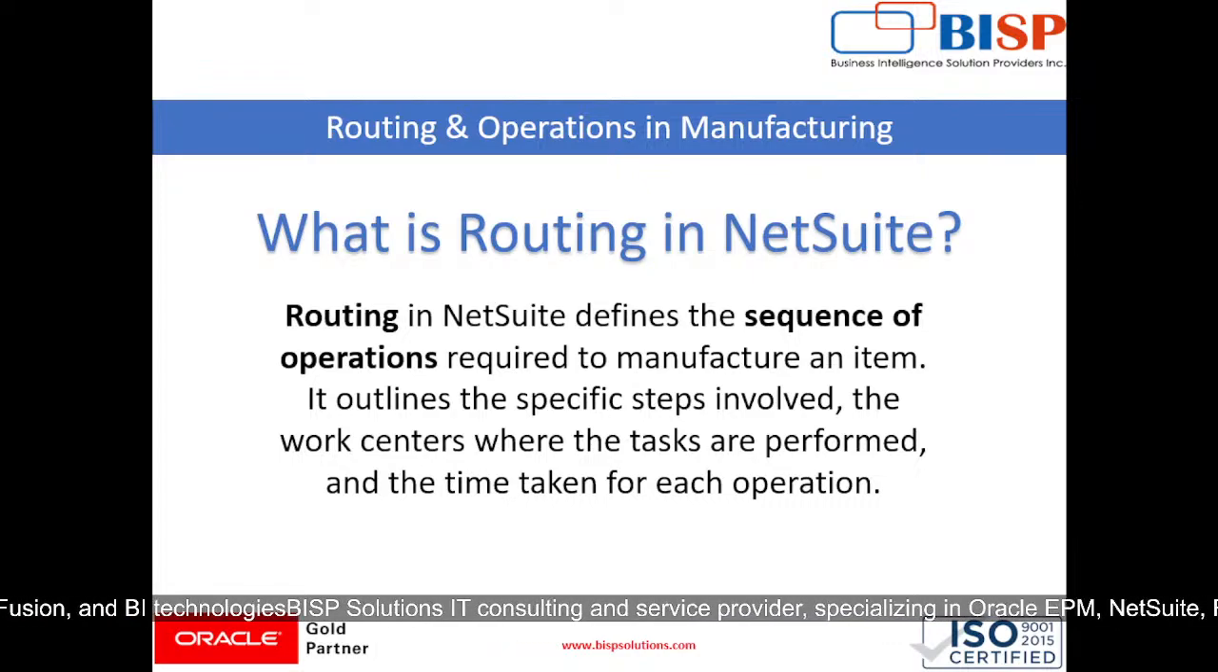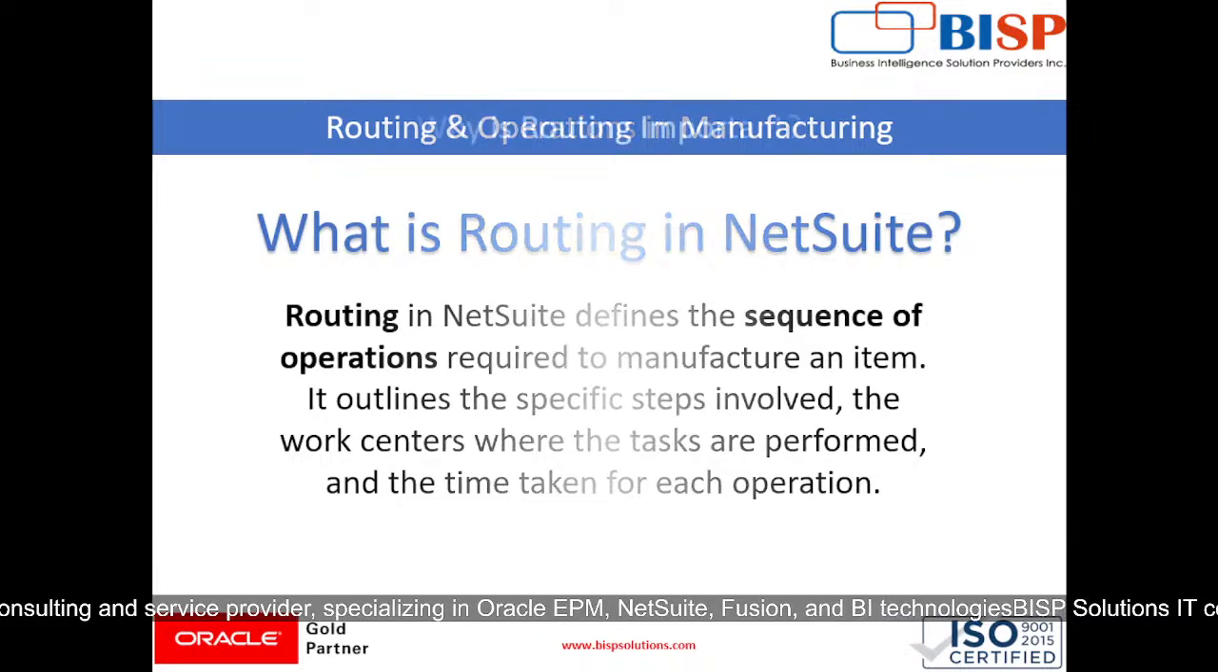So when a work order is created, the associated routing determines how and where the production will happen, and it helps keep track of cost and progress efficiently.